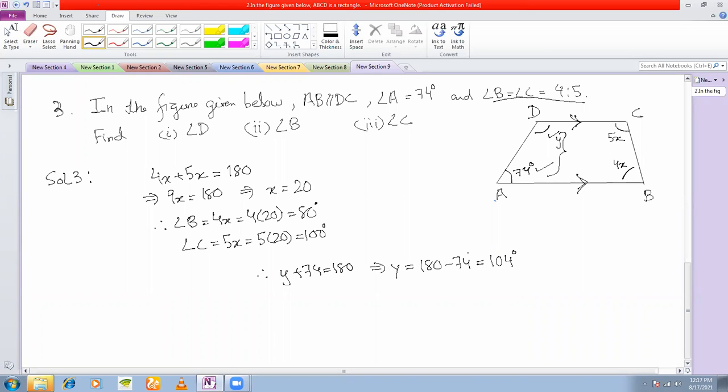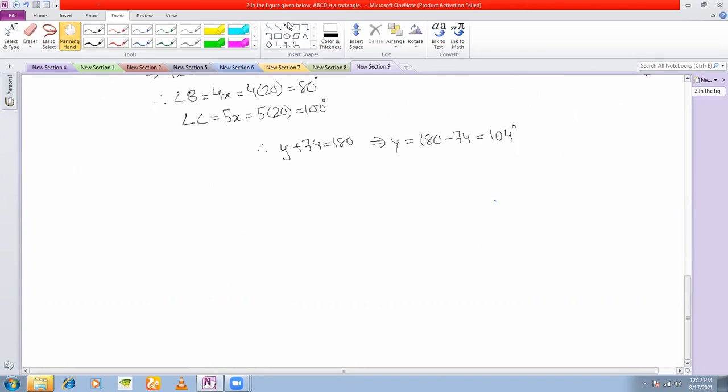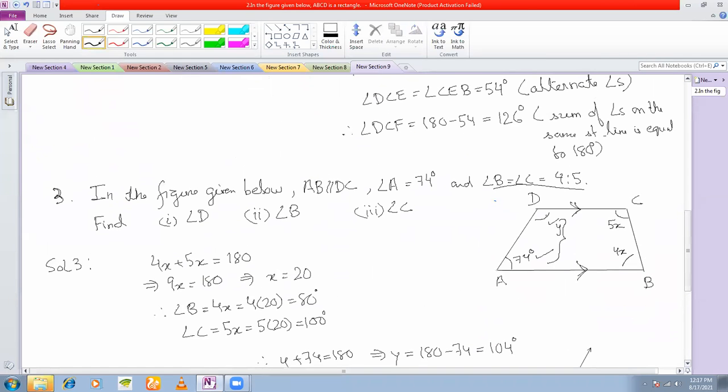Clear? Is it clear? No, sir. I'm saying that you can look at it in this way also. If two straight lines are parallel and you have a transversal, what is the sum of this angle and this angle? 180 degrees, right? Sum of these two angles, 180 degrees. So in case of a trapezium, this is a parallel line, this is a parallel line. This is a transversal, right? So therefore the sum of this and this must be equal to 180 degrees.